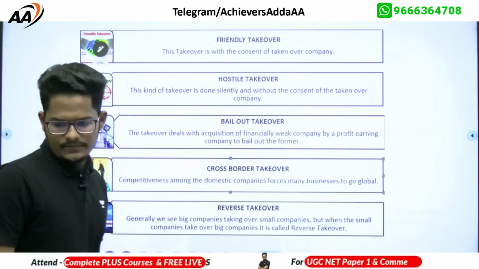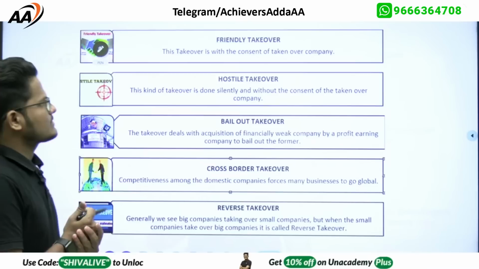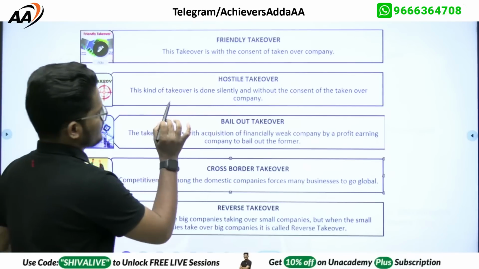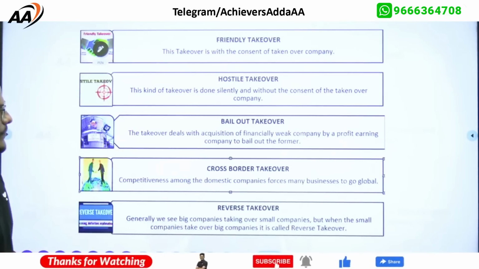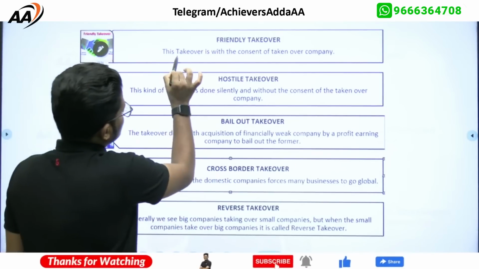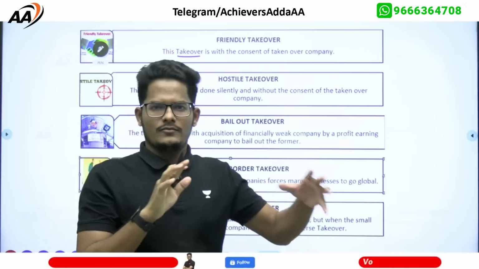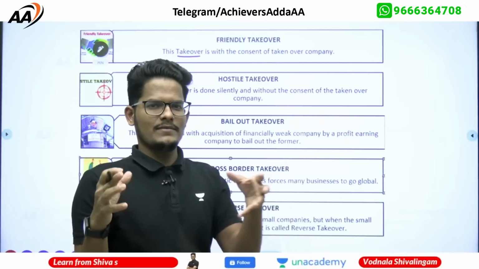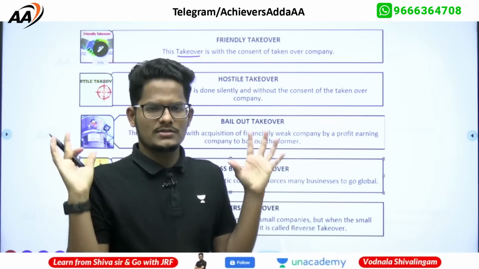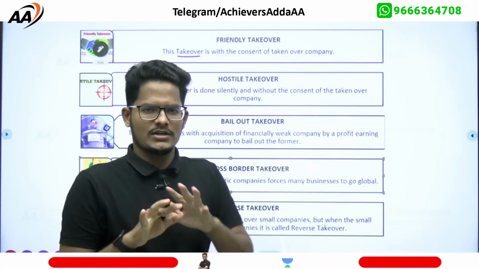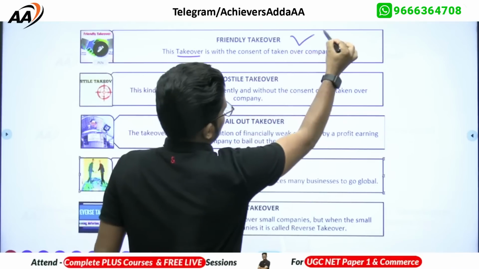Next, takeovers. Types of takeovers: friendly takeover, hostile takeover, bailout takeover, cross-border takeover, reverse takeover. Look at this takeover which is friendly. Both sides agree. Friendly takeover is like an accepted love. The girl proposed to a boy, or the boy proposed to a girl, everything went smoothly, and both like each other. That's what a friendly takeover is.